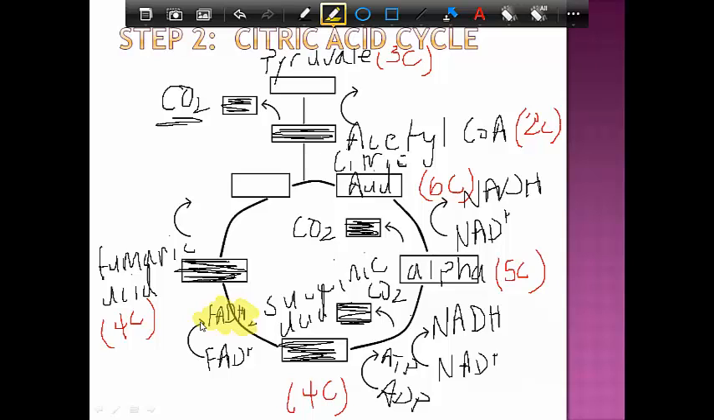Now I like to compare FAD to like a coach-sized bus, right? If NAD is the school bus that carries a hydrogen around, FADH2 is the coach bus because it can carry 2 hydrogen ions around. So it's a little bit bigger bus for transporting more ions. But essentially it does the same thing as NAD does, carries hydrogens to where they need to go.